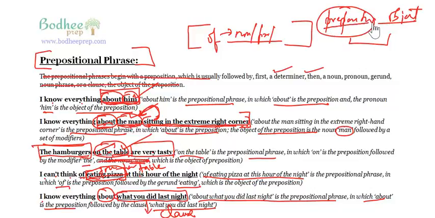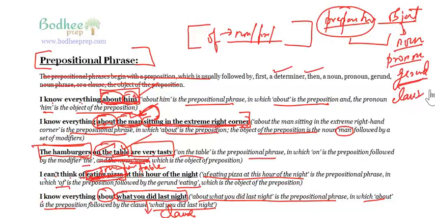So after the preposition you have an object, and that object can be a noun, that object can be a pronoun, that object can be a gerund, right? We have seen a gerund. What is that gerund here? Eating pizza. Now this eating pizza is basically the gerund. So we have the noun, the pronoun, the gerund, and also we can have a clause as the object of preposition. What is this clause? What you did last night. I know everything that you think about, or something like this. So here we have a clause acting like an object of preposition, right? So this is what we have about prepositional phrase.